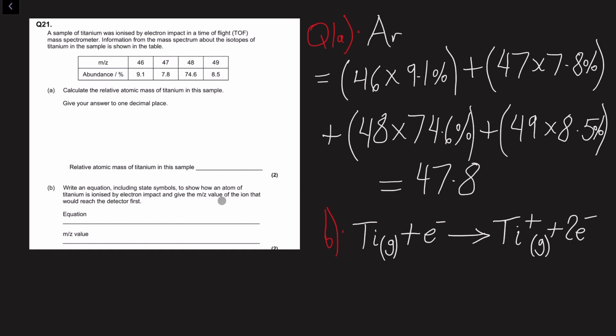The second part of the question says, give the m/z value of the ion that would reach the detector first. The ion that would reach the detector first would be the lightest one here. So we just pick the smallest m/z value, and that would be 46. The titanium isotope with the mass number of 46 would reach the detector before all the other isotopes because it's the lightest one.